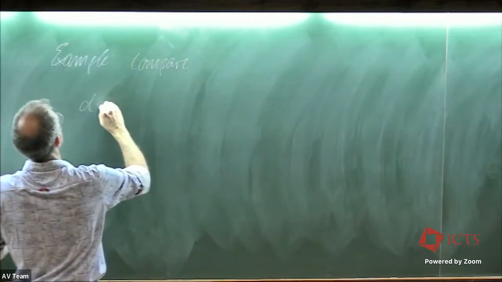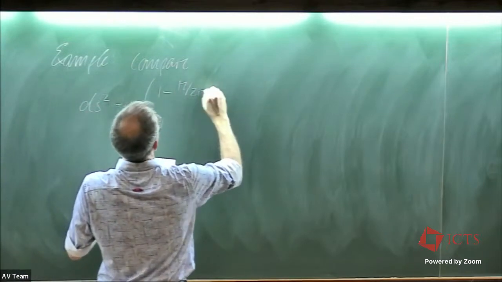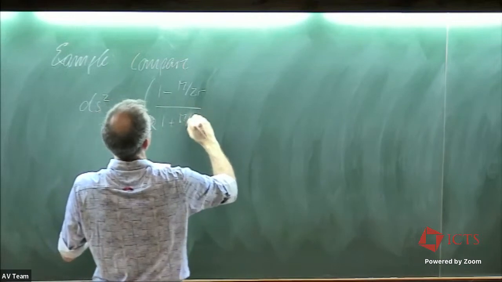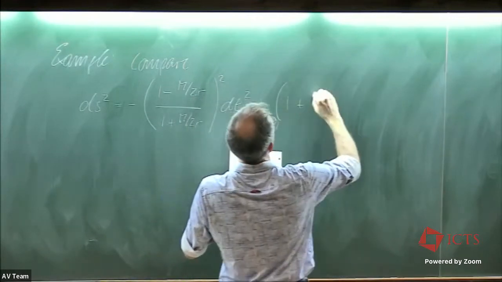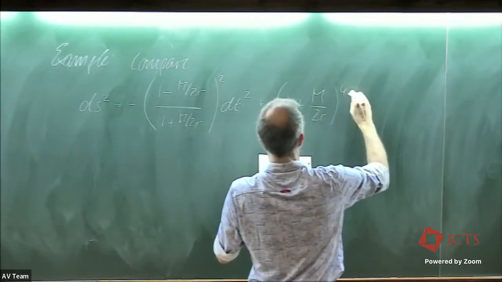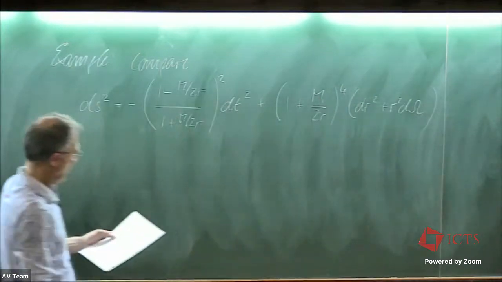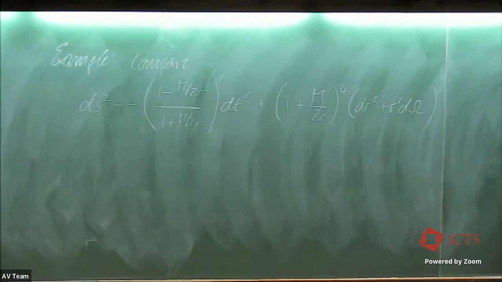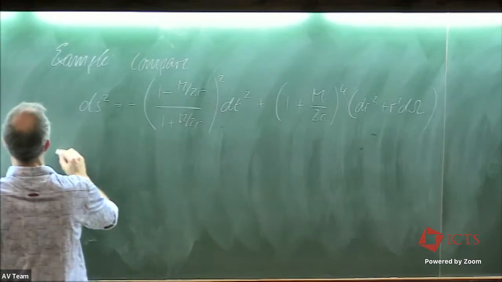What you found there was that ds squared equals minus ((1 minus m over 2r) divided by (1 plus m over 2r)) squared dt squared plus (1 plus m divided by 2r) to the fourth times (dr squared plus r squared d omega squared). In this case, it's quite simple to identify what the lapse and the shift and the spatial metric are. First, you notice that there are no mixed space-time terms. There's no term like dt dr or anything like that. So we immediately see that the shift must be 0.